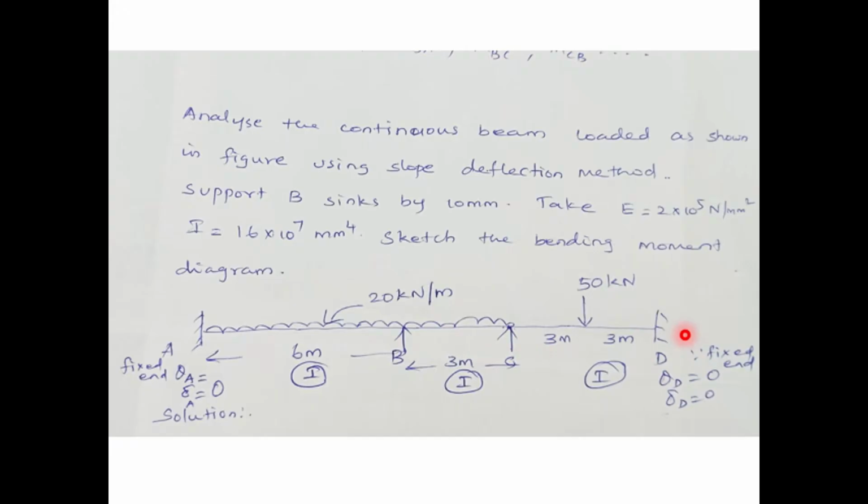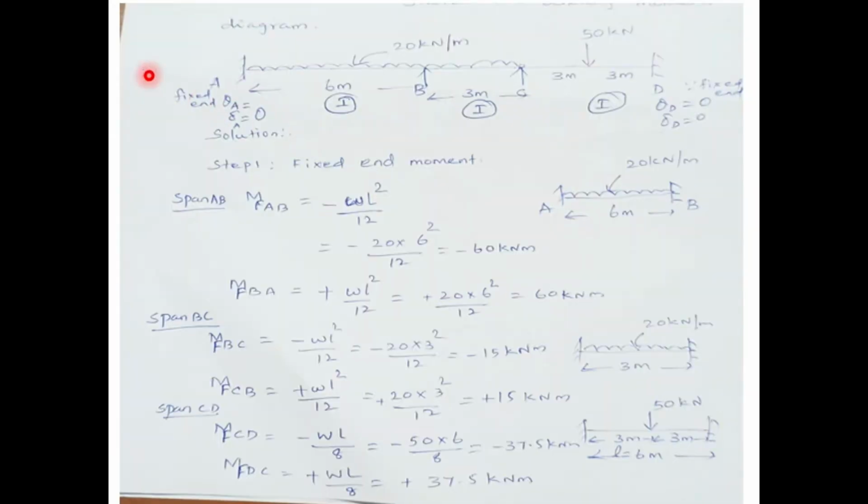Okay. And another value is given. The moment of inertia, I value is same. That means the size of the member is same for all the three members. Okay. Right. Now we have to analyze this continuous beam using slope deflection method. Okay. So let us apply the first step.